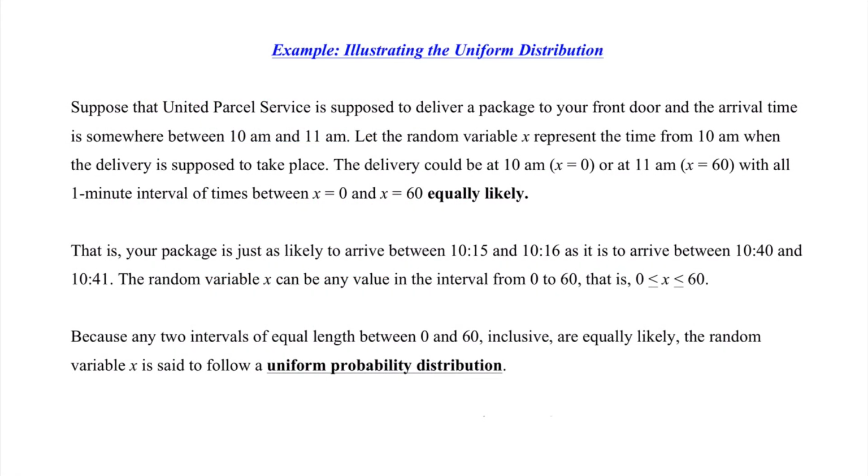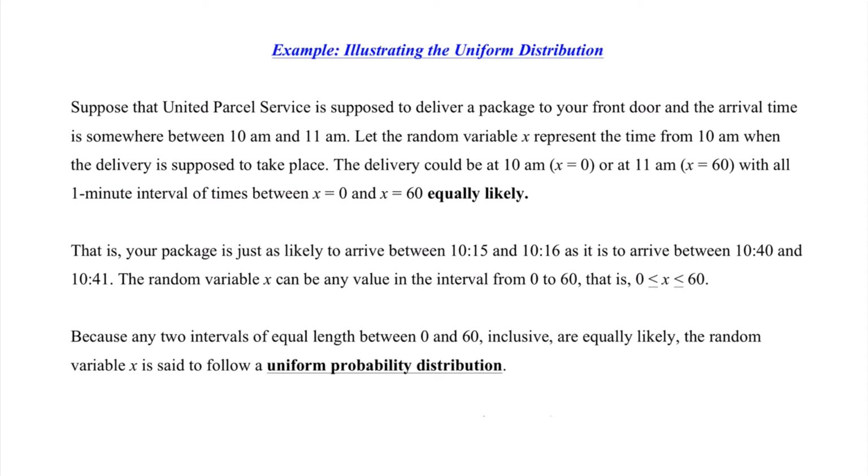But let's go ahead and jump into the first example here to help us elaborate on that. Now this example is going to look a bit lengthier than it needs to. I'll try to keep it a little concise in the explanation though. Within the example though, we're explaining step by step why this is the uniform distribution. So first, suppose the United Parcel Service, UPS, is supposed to deliver a package to your front door and their arrival time is somewhere between 10 a.m.